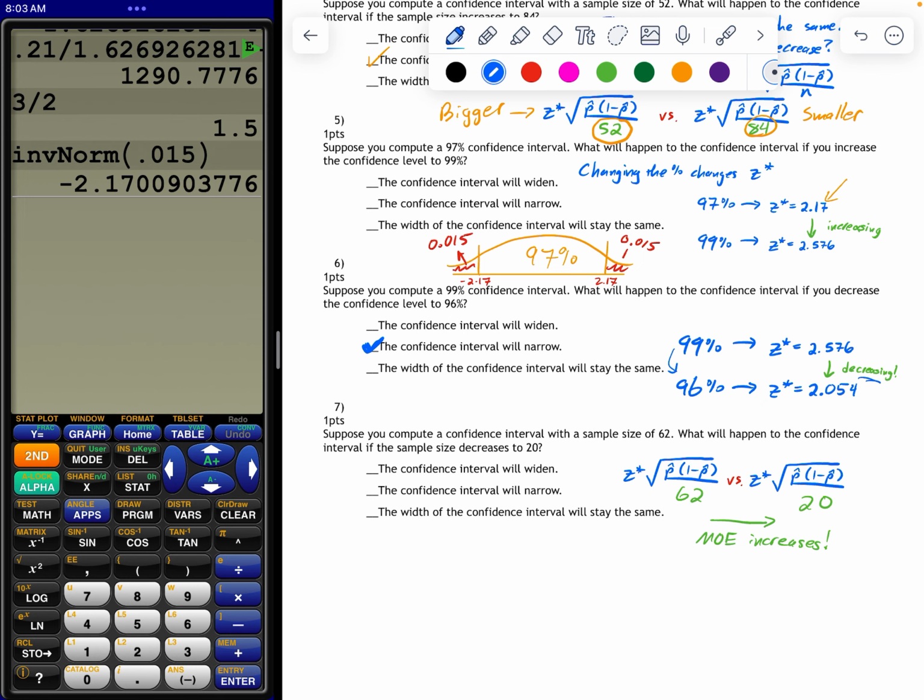Number 7. This is back to sample size. It starts at 62. So I wrote down the margin of error with the 62, and then it decreased to 20. So this is the second one. Again, I think I said this earlier: the margin of error is inversely related to sample size. So if you decrease sample size, which is what this is doing, going from 62 to 20, margin of error goes up. And if margin of error goes up, the interval gets wider.